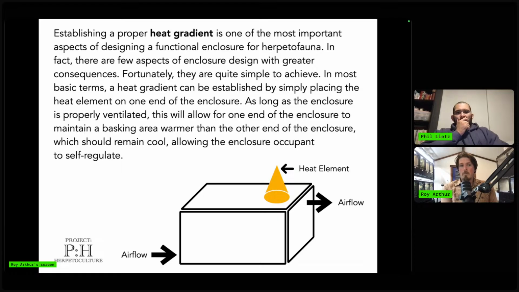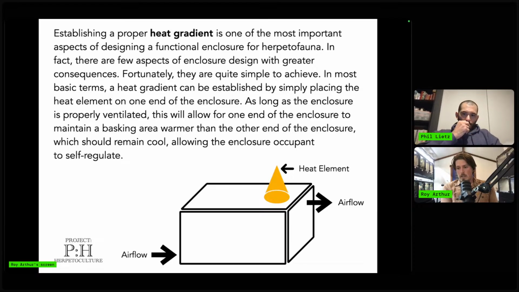In most basic terms, a heat gradient can be established by simply placing the heat element on one end of the enclosure. As long as the enclosure is properly ventilated, and this is really important, I'll get to this in a moment, this will allow for one end of the enclosure to maintain a basking area warmer than the other end of the enclosure, which should remain cool, allowing the enclosure occupant to self regulate.